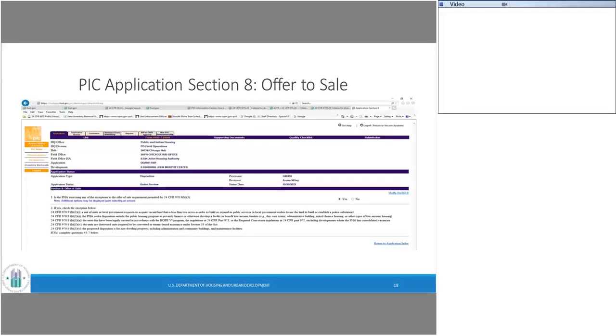Offer to sell, Section 8. This is applicable if it's for disposition, and Victoria will go into detail with that as well. So we're just here to see that the circle, not the box, was checked accordingly. Next slide.